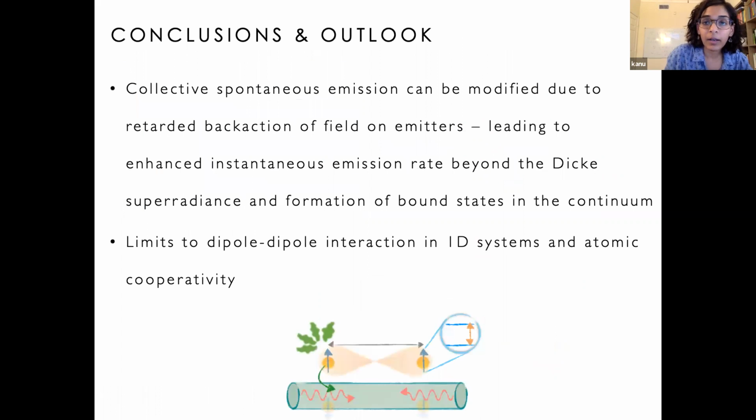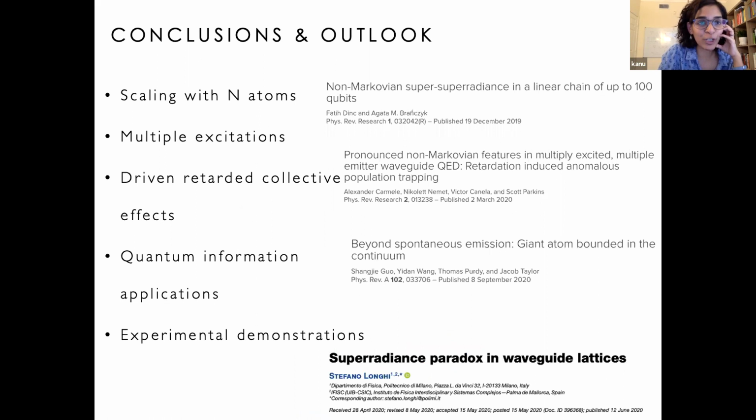So just to summarize what we've shown: collective spontaneous emission can be modified as a result of delay and retardation effects, which can result in a counterintuitive enhancement of the instantaneous spontaneous emission rate beyond Dicke superradiance. For the subradiant states, we find interesting bound state formations. And we also find that there are limits to dipole-dipole interactions and cooperativity in atomic systems in 1D. This answers some questions, but opens many more, which we've been looking into since.